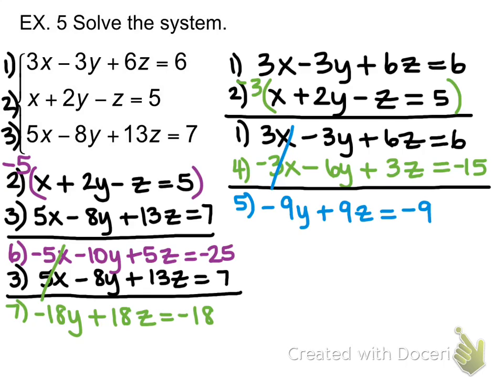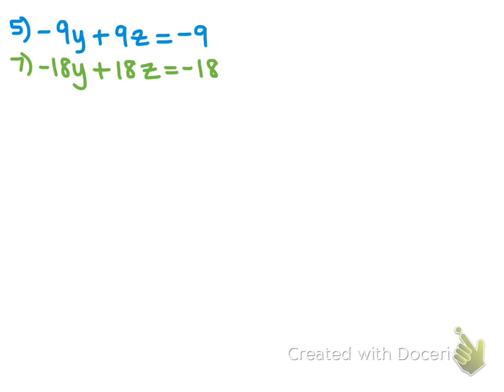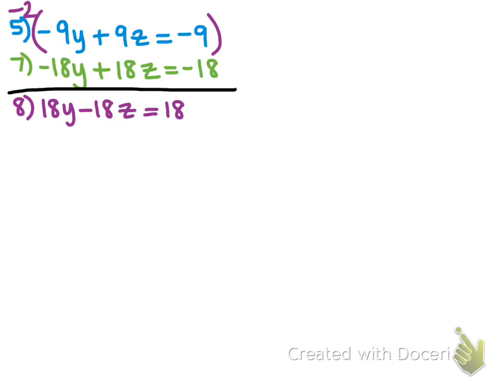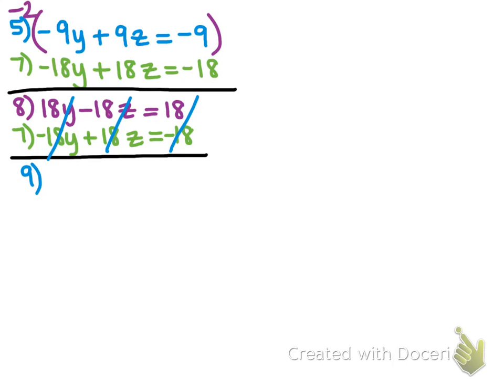So now my equation 5 and equation 7 both have y's and z's only. So we're going to put them together and see what we can do to cancel something out. So I'm going to multiply my top equation by negative 2 to get the y's to cancel. So equation 5 times negative 2 is going to be 18y minus 18z equals 18. And you may notice that when I add this together with equation 7, something funny is going to happen here. Everything cancels out in this equation.